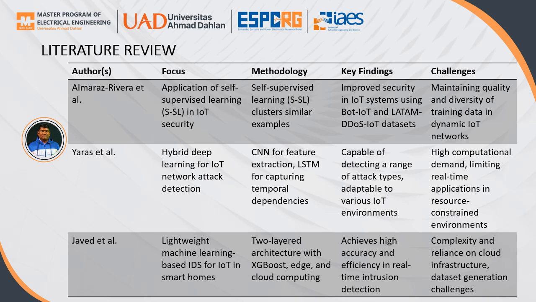And in the third literature review, the focus was lightweight machine learning based ideas for IoT in smart homes. The methodology employed is a two-layered architecture with XGBoost, edge and cloud computing. The key findings are that it achieves high accuracy and efficiency in real-time intrusion detection. The challenges encountered are complexity, reliance on cloud infrastructure, and dataset generation.